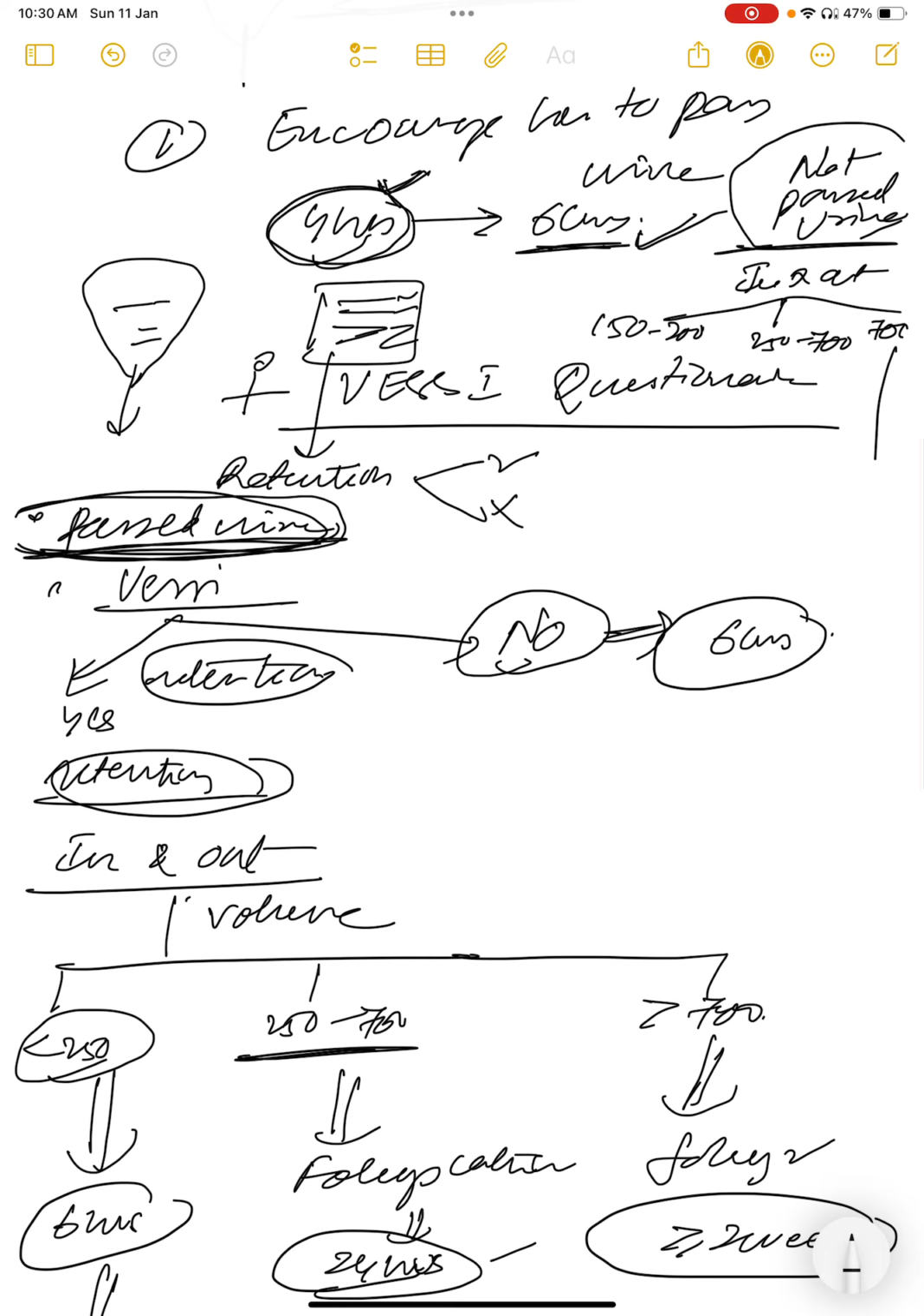More than 700 means you'll keep the catheter for 2 weeks. 250 to 700 means 24 hours. 150 to 200 means again you proceed with an attempt at 6 hours. Again you give a chance to her. Okay, that's about recurrent UTI.